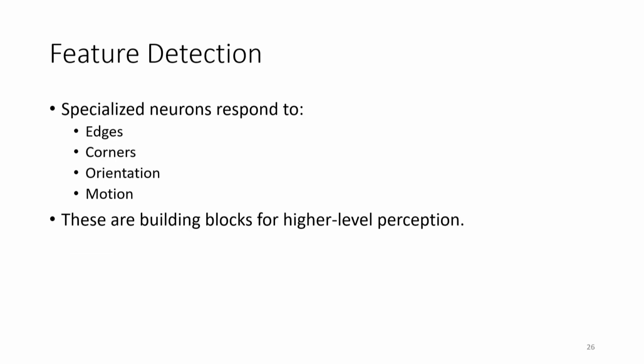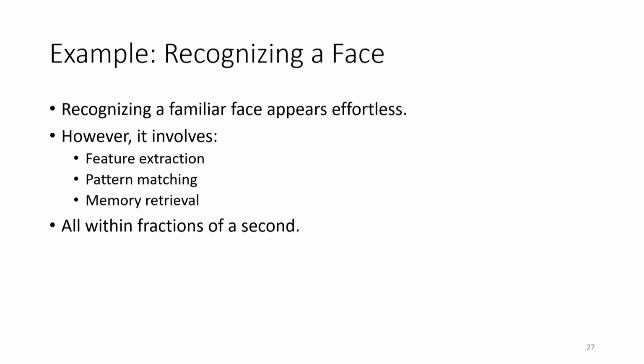So, let us look at feature detection. Because we have specialized neurons which respond to edges, corners, orientation and motion, these form the building blocks for higher level perception. For instance, recognizing a face. Recognizing a familiar face may seem effortless, but it involves feature extraction, pattern matching and memory retrieval, all of which occur within fractions of a second.